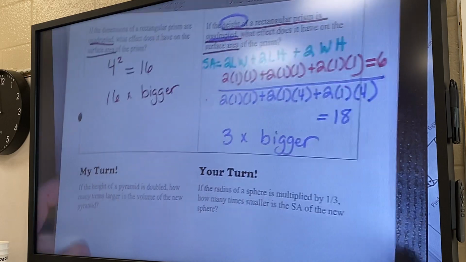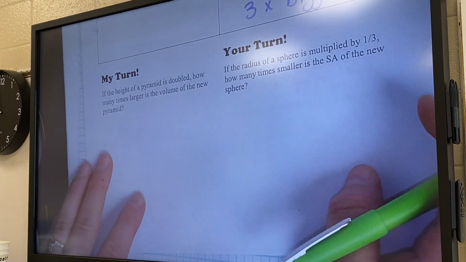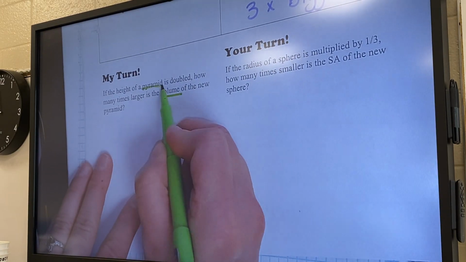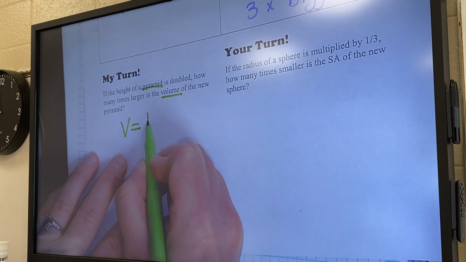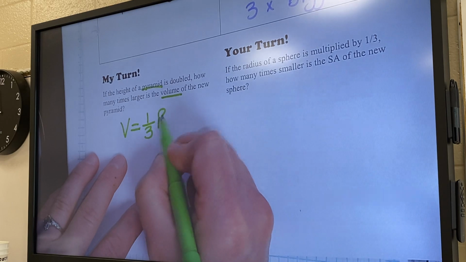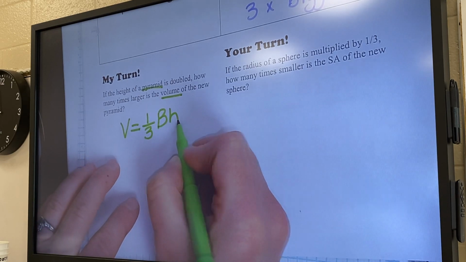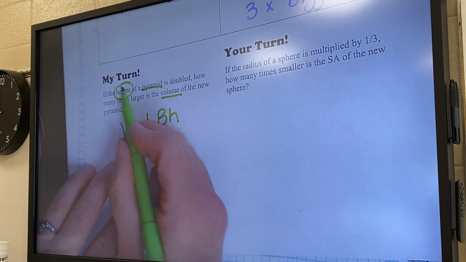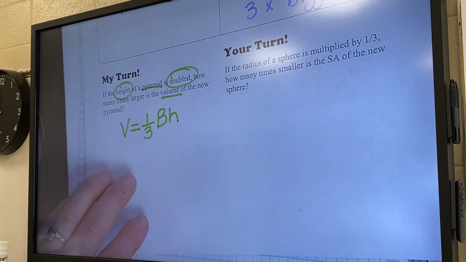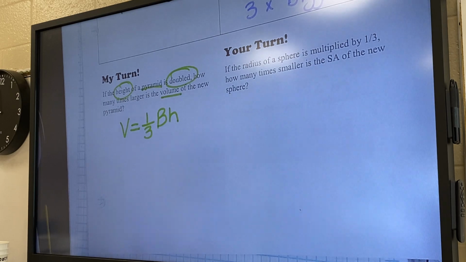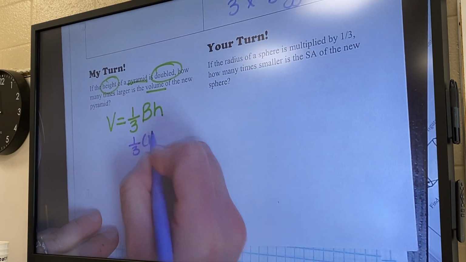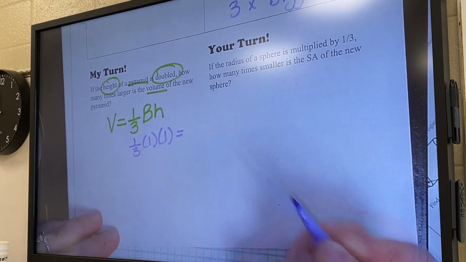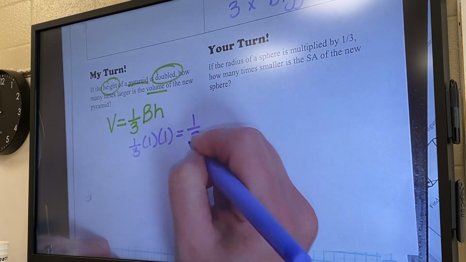All right, thank you. It's talking about the volume of a pyramid. So the formula for the volume of a pyramid is 1/3 base times height, 1/3 the area of the base, big B, times the height. So we're going to take the height and double it, but first, what are we going to plug in for B and H? When I plug in a 1, that'll be 1/3 times 1 times 1, which is 1/3.